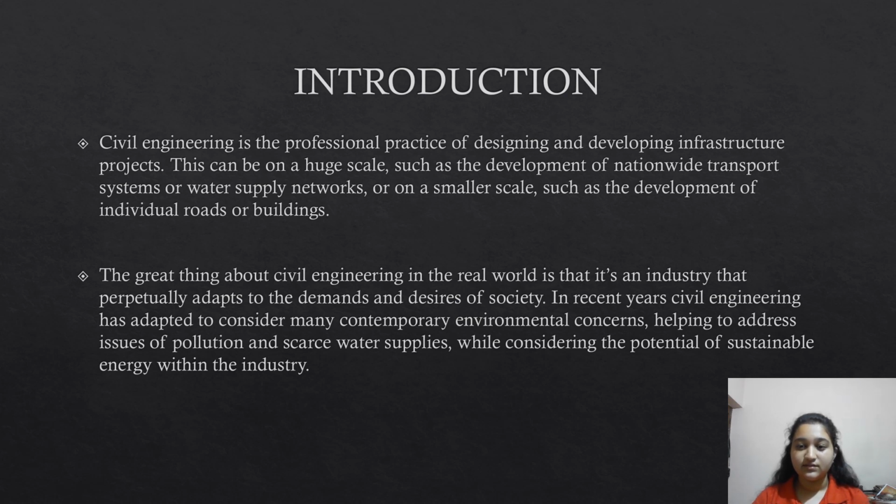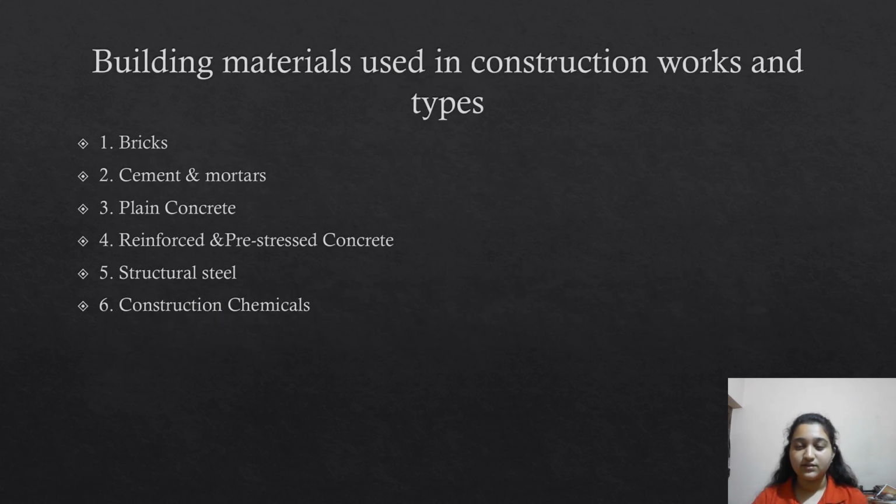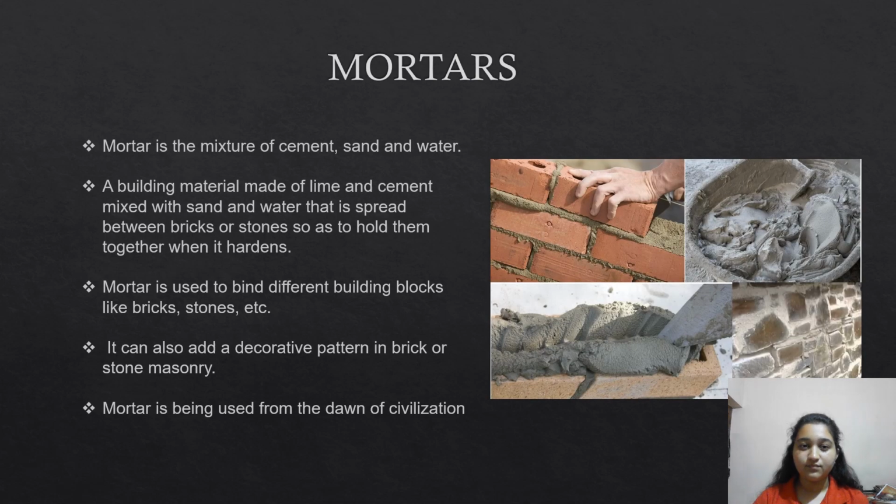In recent years, civil engineering has adapted to consider many contemporary environmental concerns, helping to address issues of pollution and scarce water supplies while considering the potential of sustainable energy within the industry. Building materials used in construction types and works: bricks, cement and mortar, plain concrete, reinforced and pre-stressed concrete, structural steel, construction chemicals.